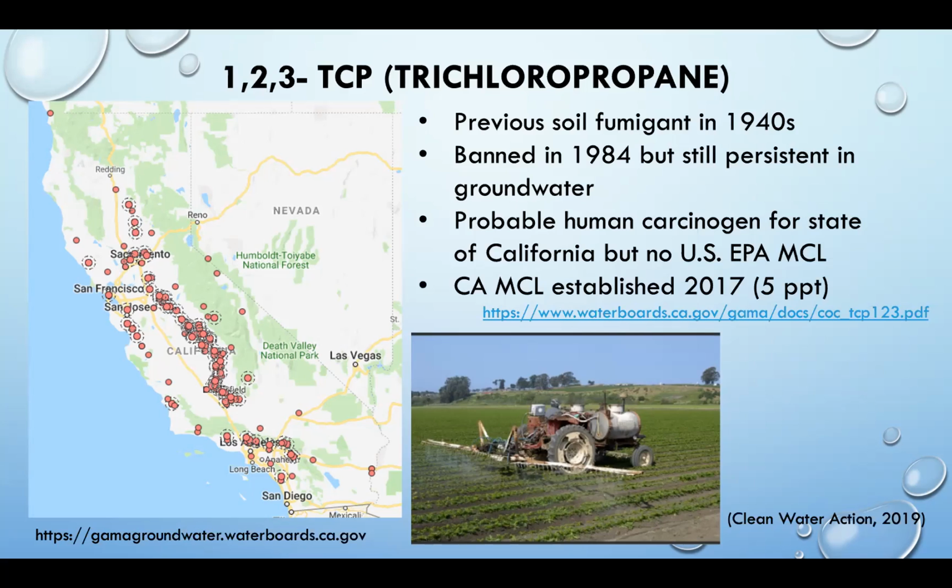There are also MCLs in Hawaii and New Jersey. The California level is pretty low, 5 parts per trillion. I live in Turlock, and actually we're exceeding that a bit. Currently they're on a 3-year plan to get us under the 5 parts per trillion. But you do see it again in the Central Valley. There's a map from the GAMA database, and you also see it in LA and San Francisco.